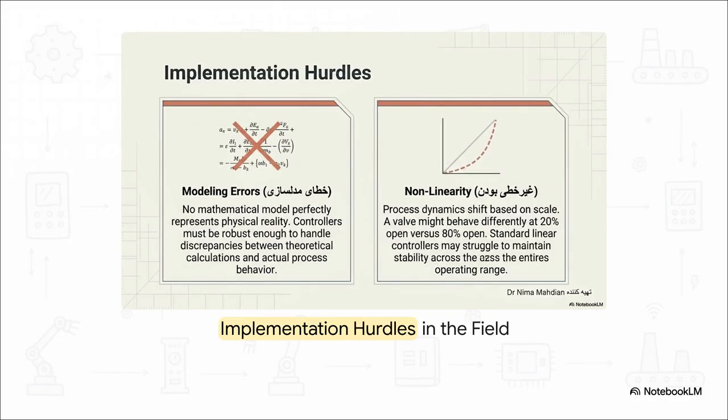And beyond that coupling issue, we face two more huge hurdles out in the field. First, modeling errors. The beautiful math we do on paper? Yeah, it almost never perfectly matches the messy physical reality of the factory. Our controllers have to be robust enough to survive those math errors. Second is nonlinearity. A physical valve behaves very differently when it's 20% open compared to when it's 80% open. The water just flows differently. Standard math really struggles with that, which is why we have to design smart, highly adaptable systems.